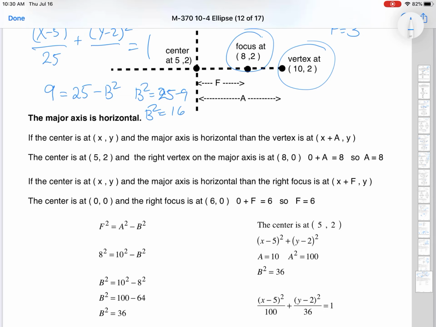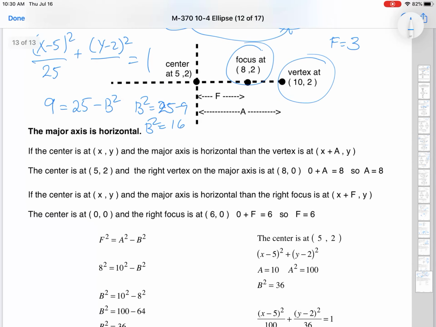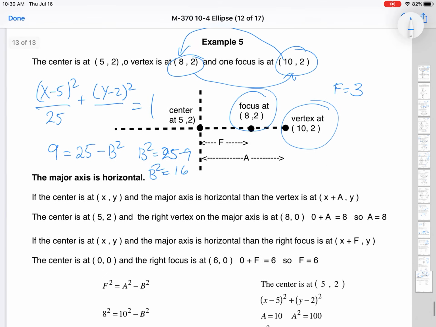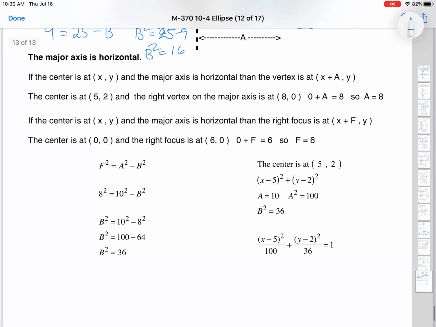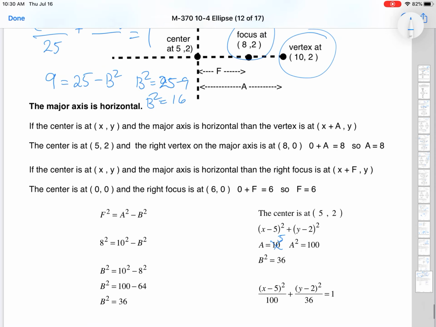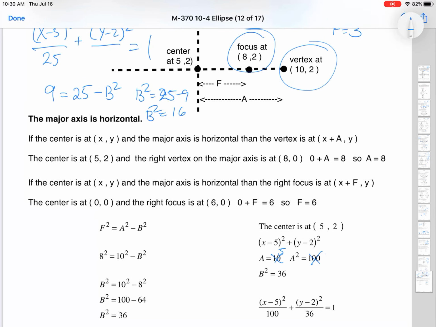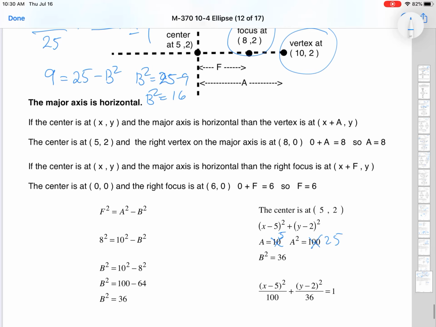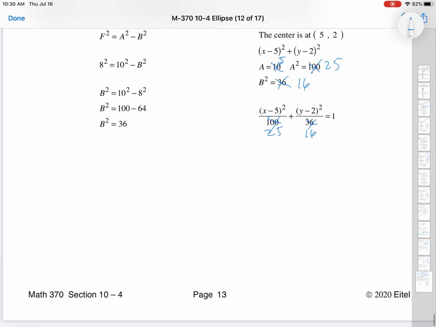So the center's at 5, 2. A is not 10. I'm not sure where he's coming up with A being 10. So this is all wrong down here. A is not 10. A is 5. The distance between 5 and 10 is 5, not 10. A squared then would be 25. So this is a 25 under here. And because he had that mistake, the b squared is a 16 under here. And so there's a few mistakes in there as well.